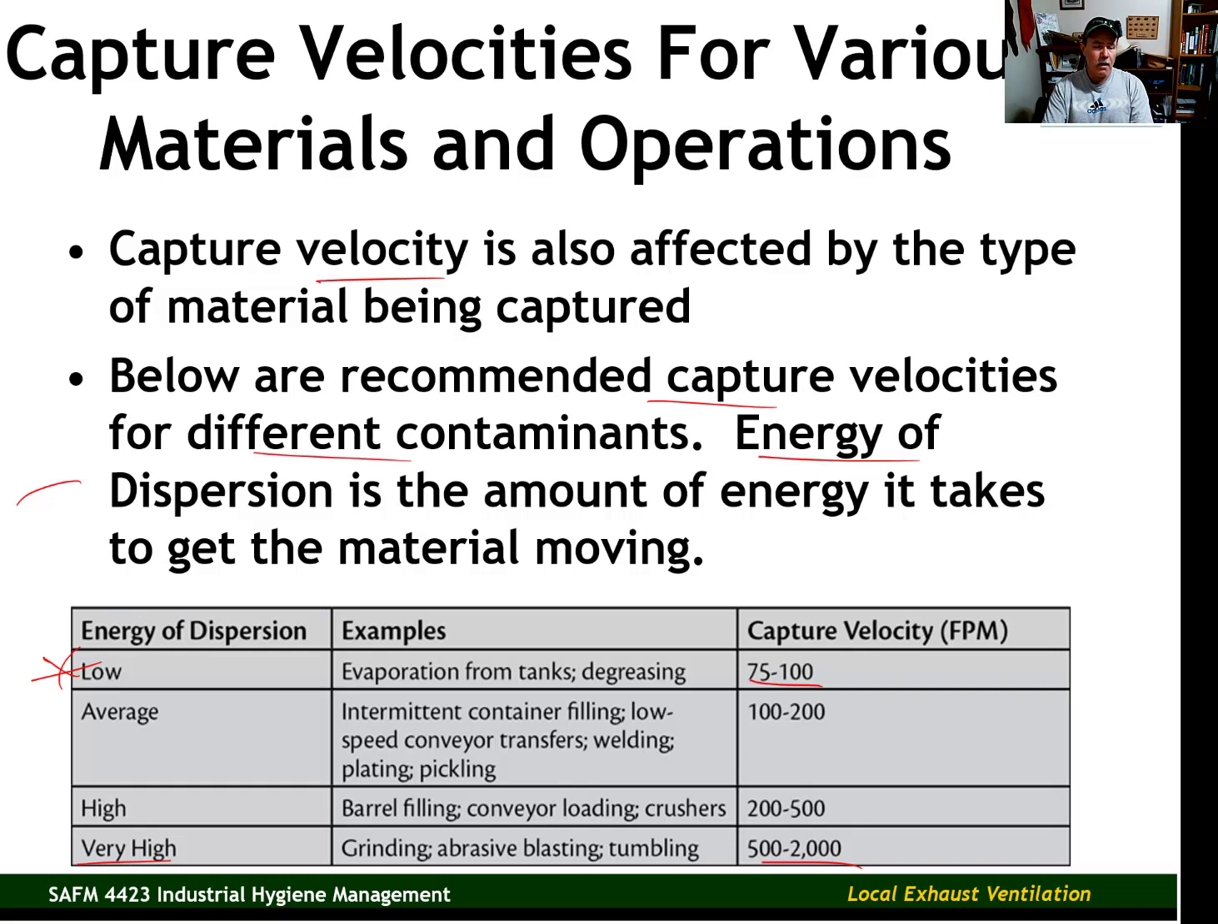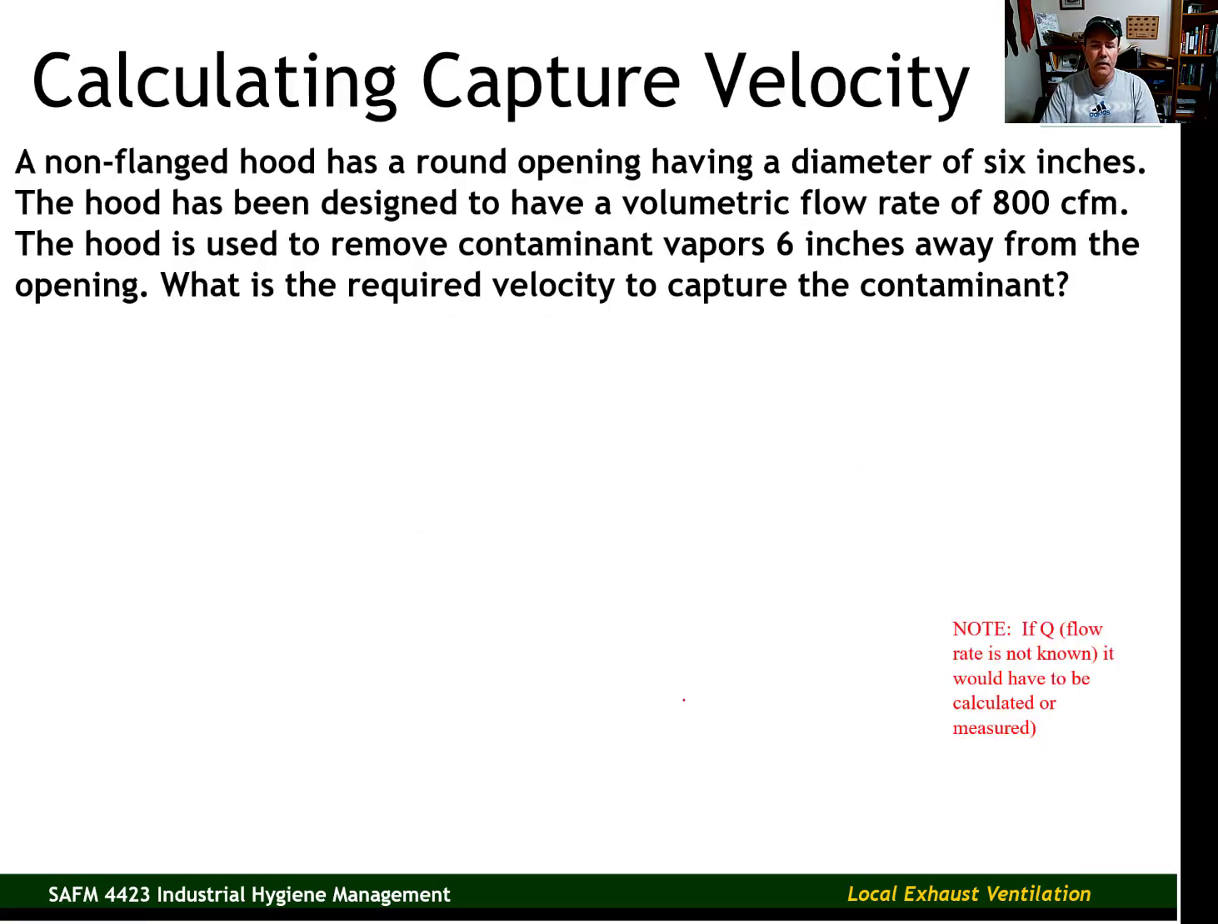All right, well, let's go ahead and take a look at the kind of problem that you might see on a certification exam. We have a non-flanged hood which has a round opening and a diameter of 6 inches. The hood has been designed to have a volumetric flow rate of 800 cubic feet per minute. The hood is used to remove contaminant vapors 6 inches away from the opening. What is the required velocity to capture this contaminant?